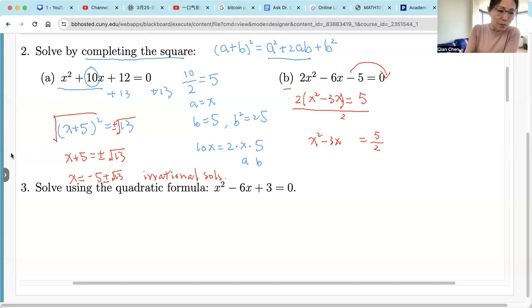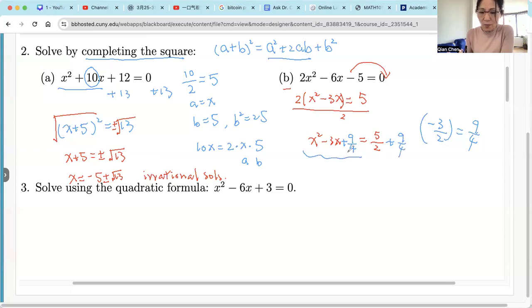I intentionally leave some space there after minus 3x because I want to make this side a perfect square. So what do I do? I take negative 3, I divide by 2. So that means then I square this one, I get 9 over 4. Okay, so I want to add 9 over 4 on both sides.